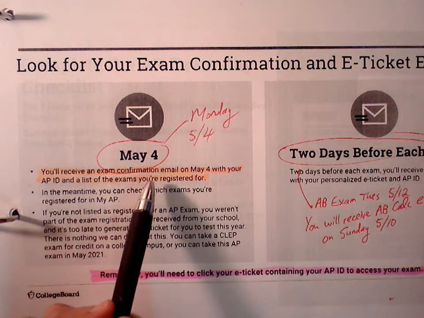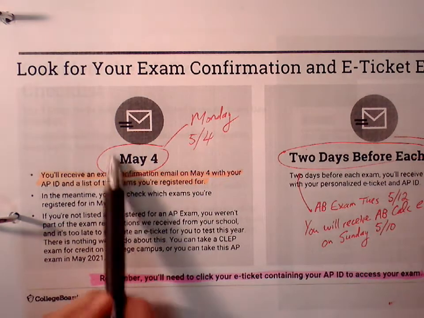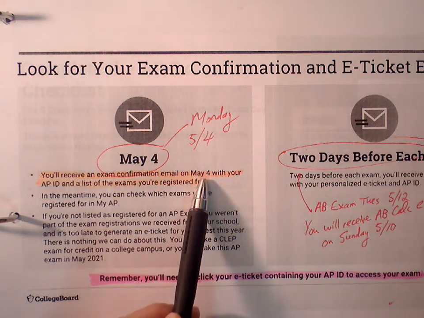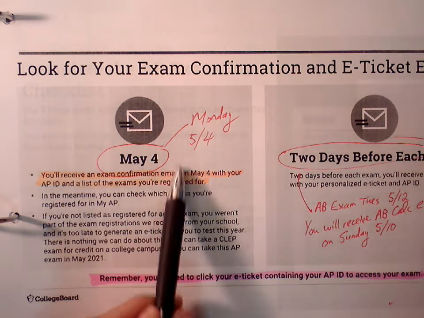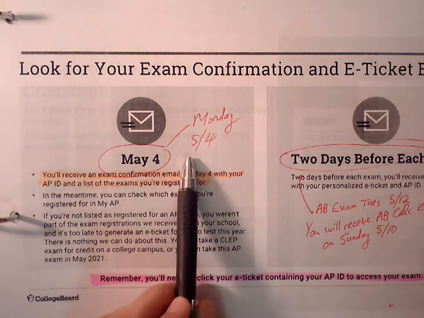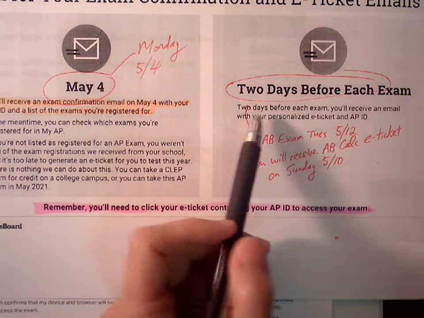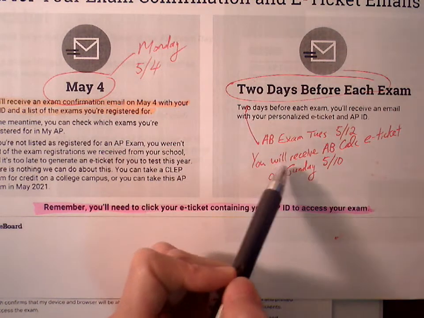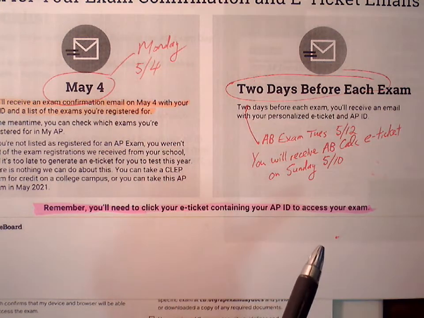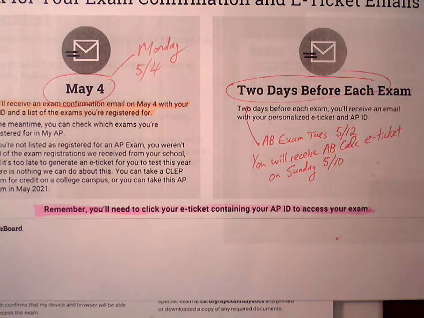All right, so on May 4th, you will get an exam confirmation just to make sure that you're able to receive emails from College Board. This is not the day that you will receive your e-ticket, but just to make sure that you are receiving their email, you can check on May 4th. And then 2 days before each of your exams, for your Calc exam, it'll be Sunday the 10th, you will receive that AP Calculus e-ticket. And remember, you'll need to click on your e-ticket containing your AP ID to access your exam.